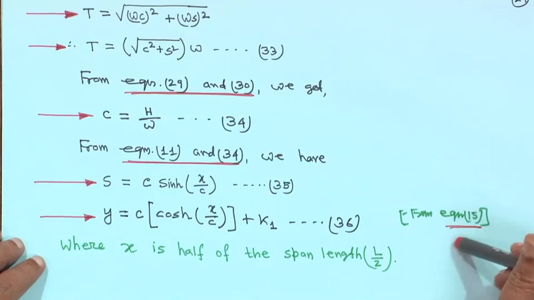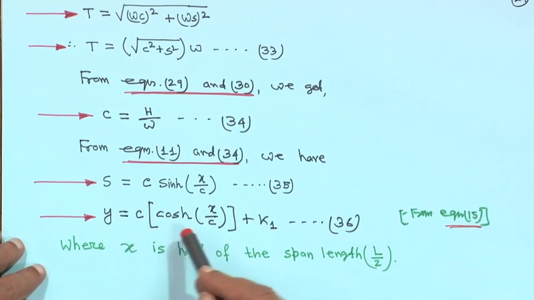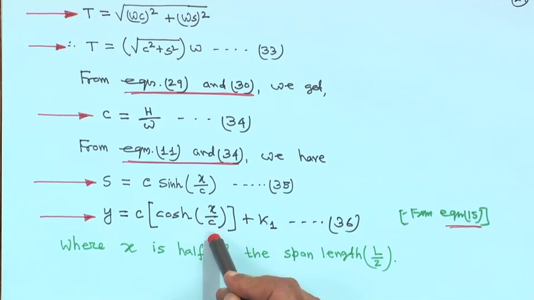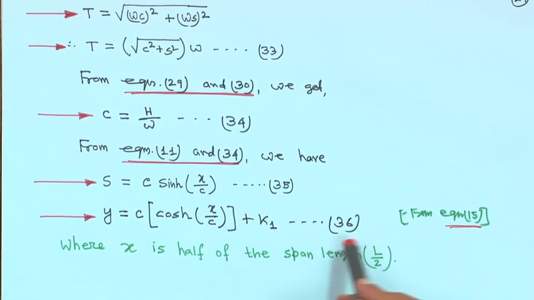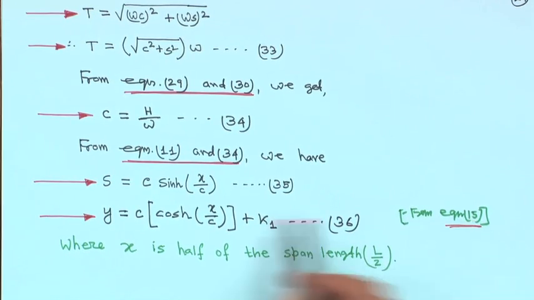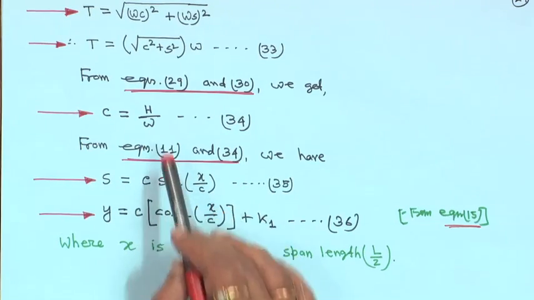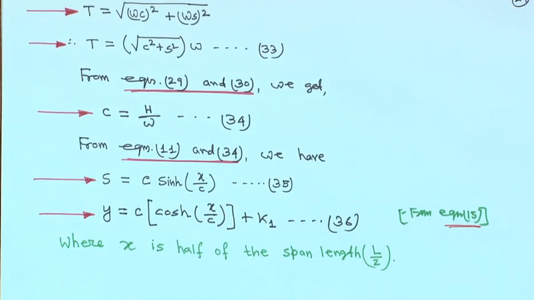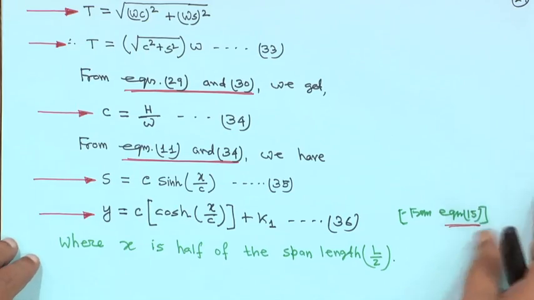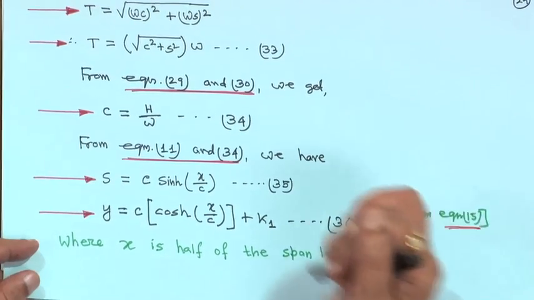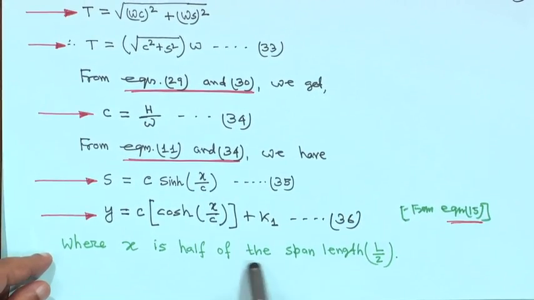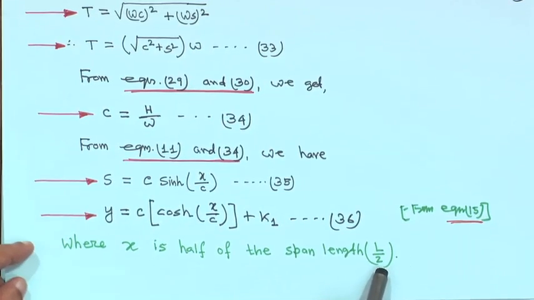From equation 15, in a similar way, we can write y is equal to c cosh(x/c) plus k1. This is equation 36. This is actually from equation 15, where we are just making c equal to H by w. So, you can easily make it. Where x is half of the span length, l by 2.